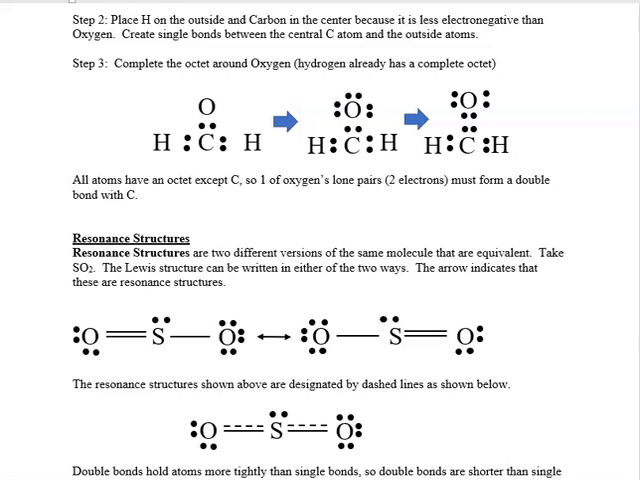So oxygen still has an octet. You haven't changed that. But what you have done is you've given carbon an octet. So now carbon has 8 valence electrons. Oxygen has 8 valence electrons because they're sharing those 4 that are in between them. And hydrogen has 2 each. And so you've satisfied the 2 conditions of a covalent bond: that you've used all 12 of your valence electrons and that everybody has an octet.